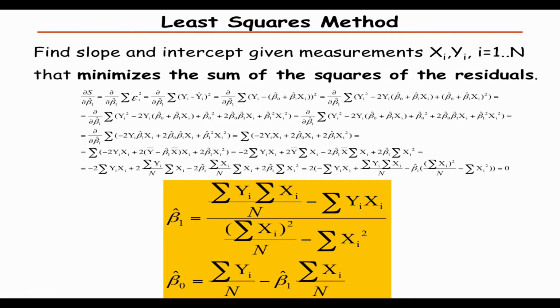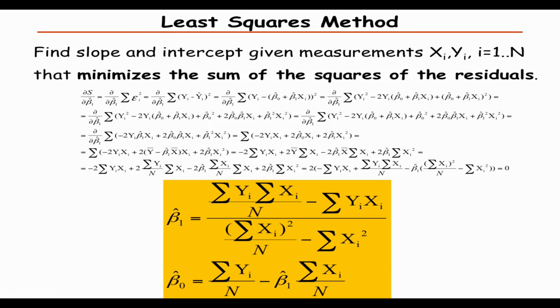It looks quite long and involved, but eventually we'll end up with what's in the yellow box. So we can express beta 1 and beta 0 as a function of the sums of x, the sums of y, the sums of x squared, and the sums of x times y. If you're interested, you can go through this in detail.